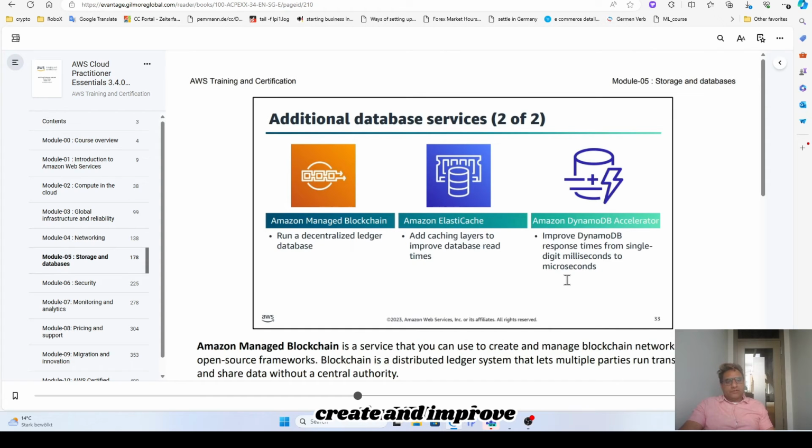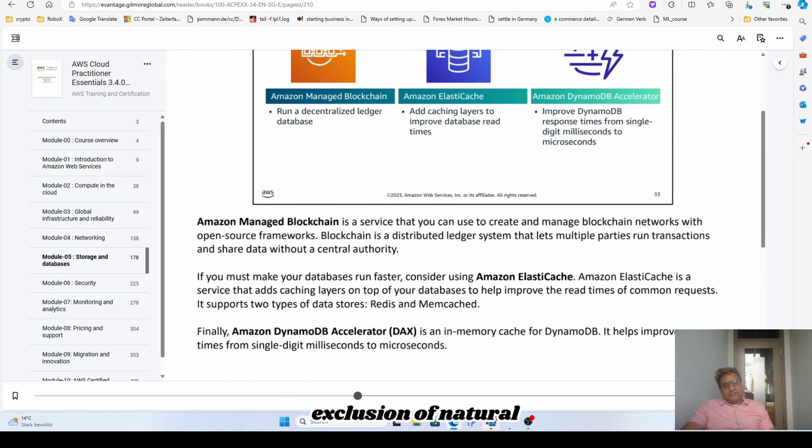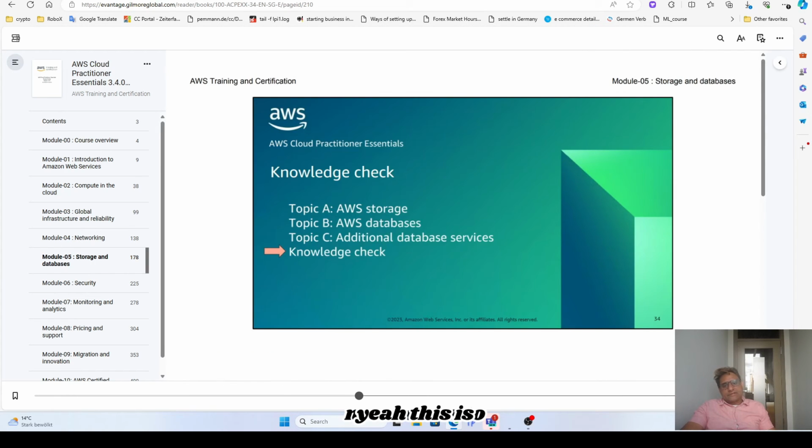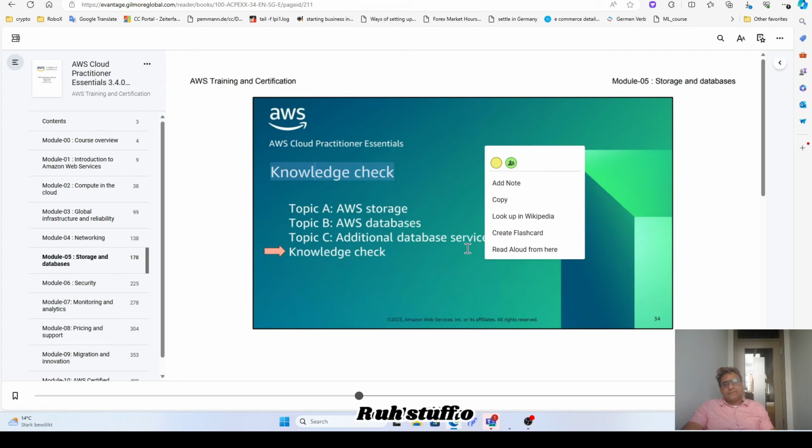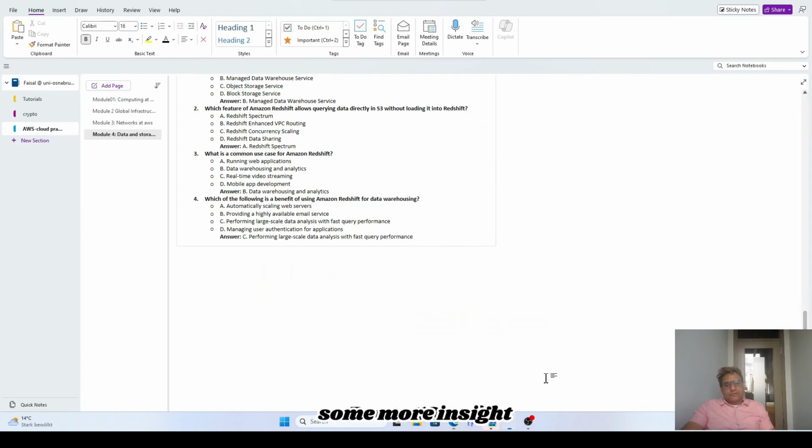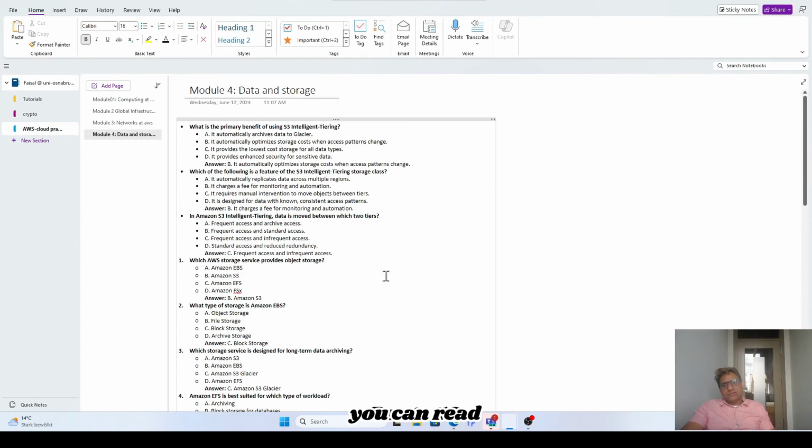ElastiCache is used to create an improved database. This is again a premium version of the DynamoDB Accelerator. Not to discuss. Yeah, this is kind of stuff. And if you want to have some more insight, you can read this.